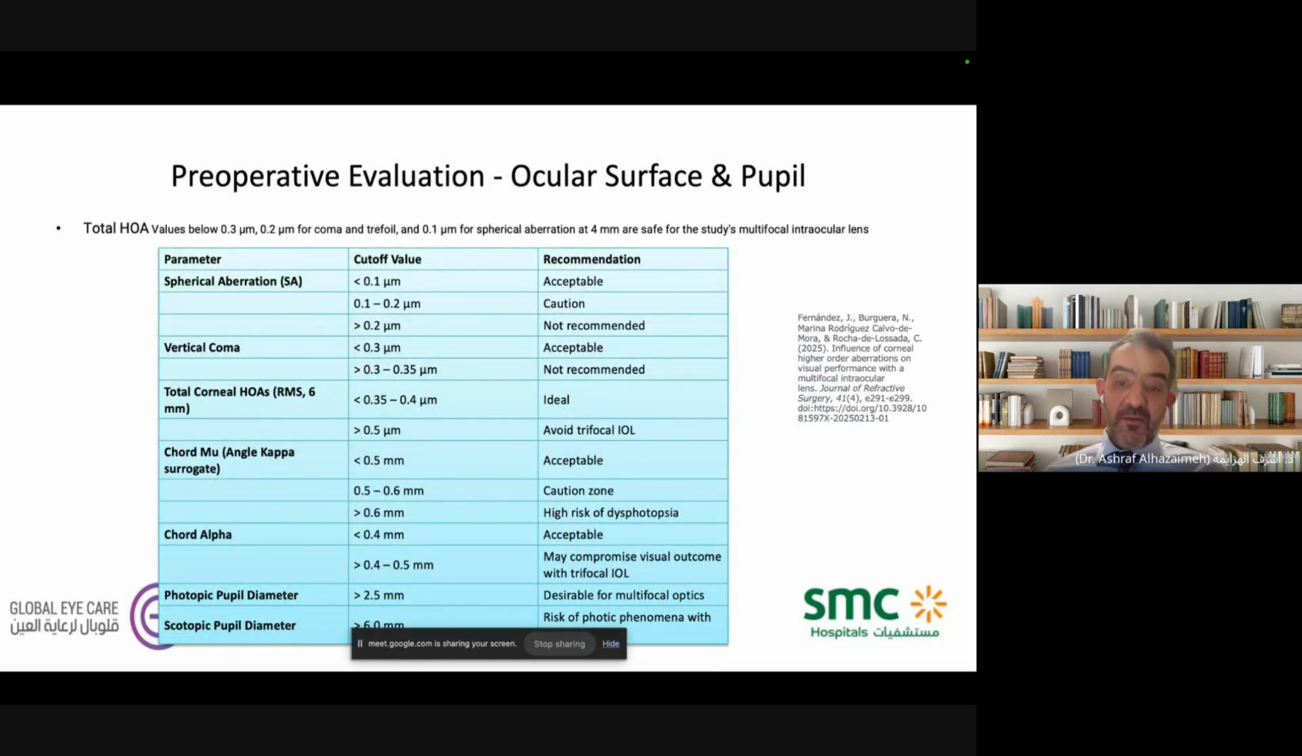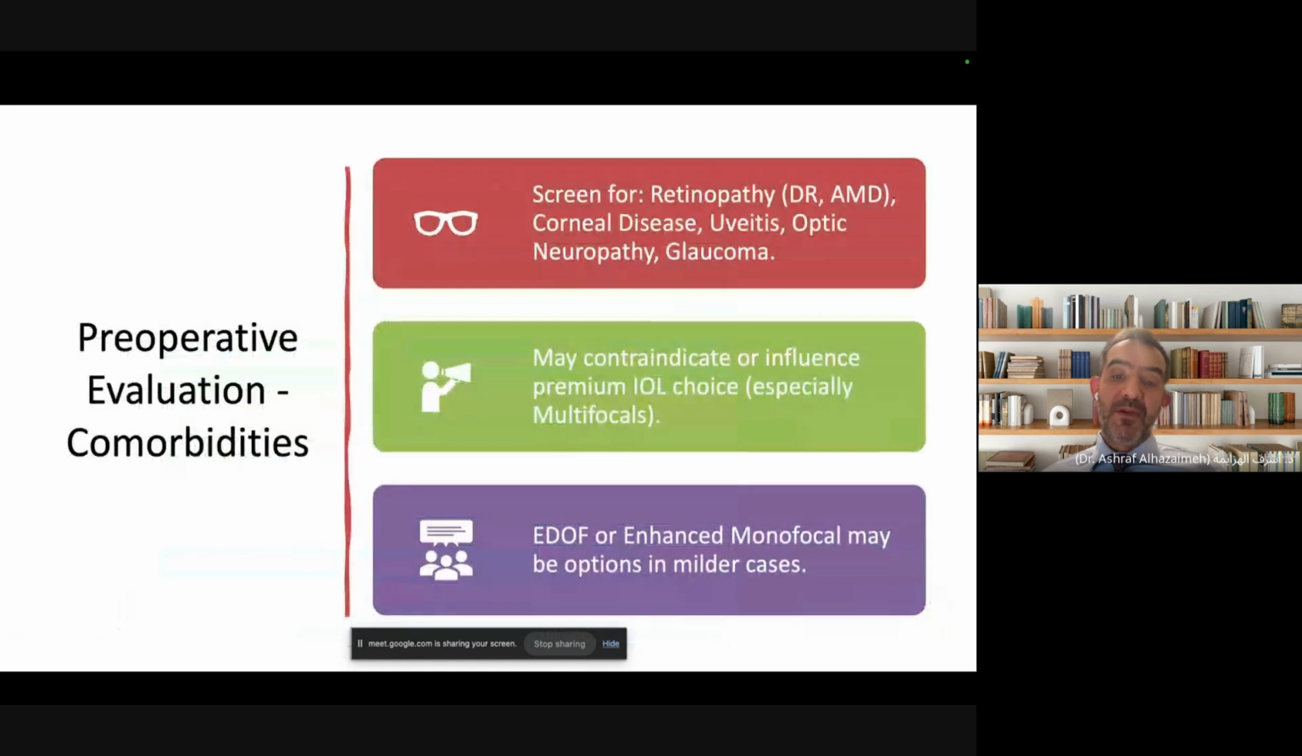You collect all this information, then you sit with yourself, see the patient's parameters, which we will not go deep into the details of, and try to see if your patient fits in the accepted range. Because it's easier to apologize to the patient, tell him that you are not really a good fit for a trifocal or premium IOL. It's much easier to manage than to manage an unhappy patient after surgery.